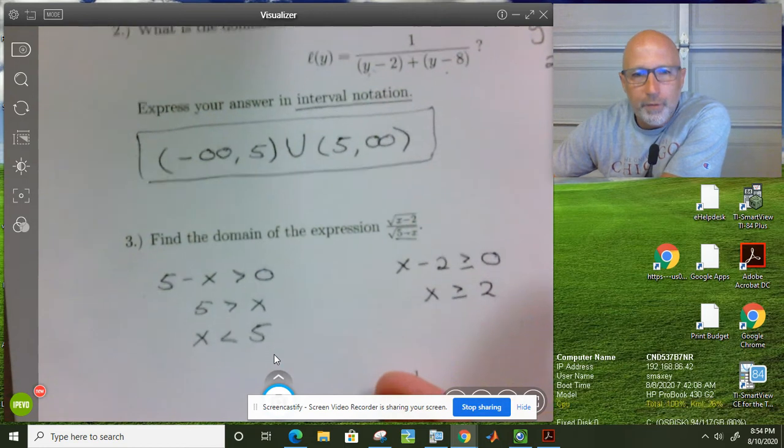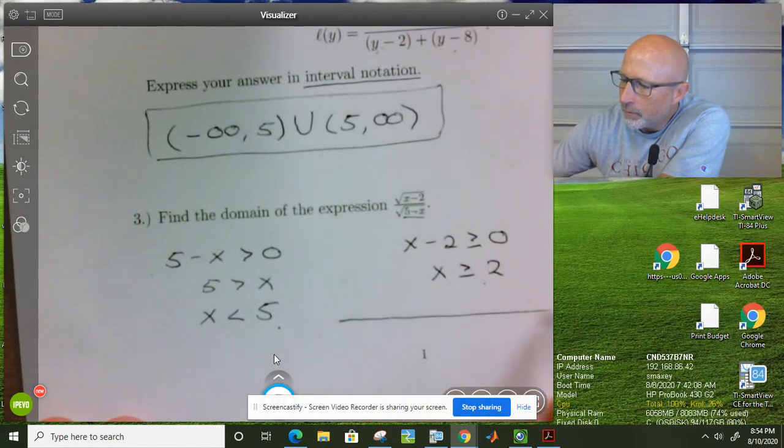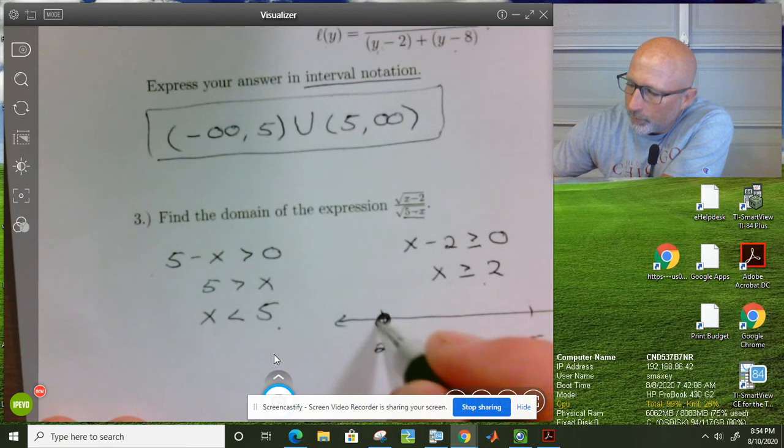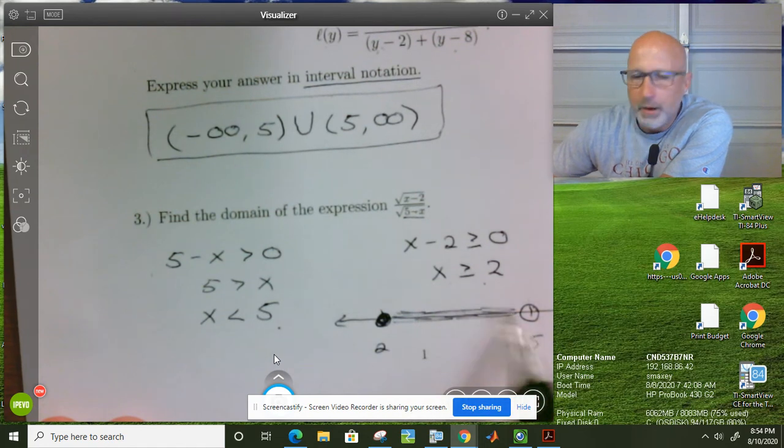Okay, so in order for this expression to work, x has to be less than 5 and has to be bigger than or equal to 2. Well, if you draw it on a number line, which you should know how to do, there's 2 and there's 5. Remember, if it's equal to it, it's going to be a closed circle. And if it's less than it, it's going to be an open circle. So everything that's going to be from there to there.